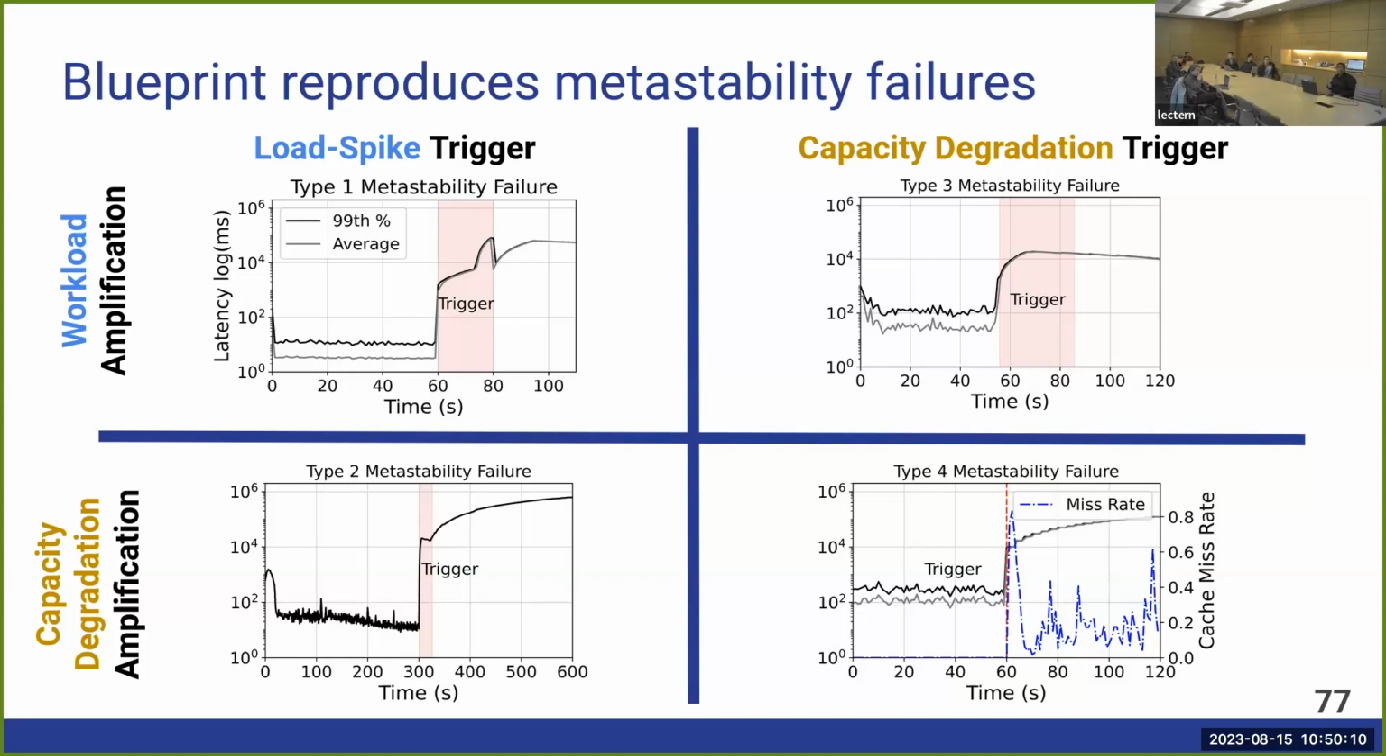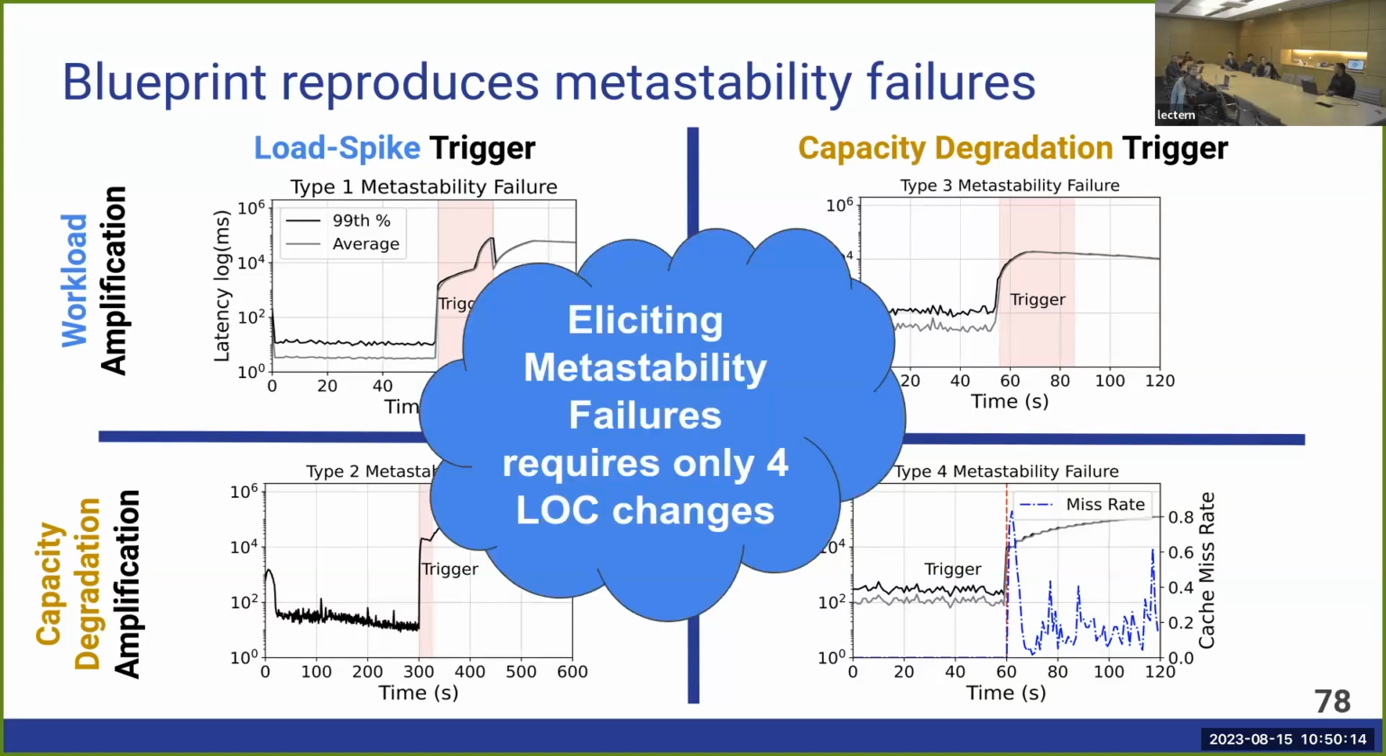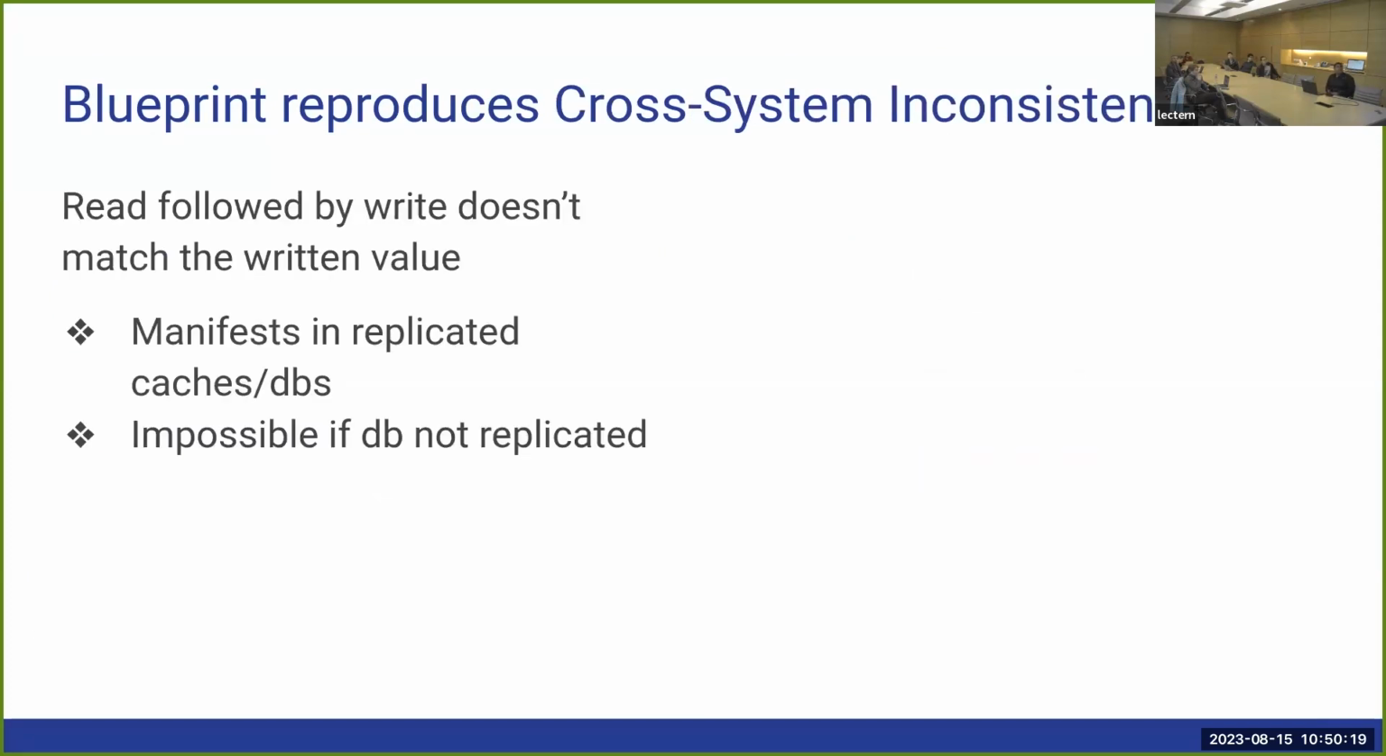state in all of these situations, based on the different types, and it required only 4 lines of code changes to do that. The second one is actually reproducing cross-system inconsistencies. So what that means is that if you have a read followed by a write, it does not match the written value. So let's say if you wrote x equals 5 and you got a success message from the application and everything was working correctly, and if you do a following read, it will not read as x equal to 5. It will read that as an old value or something.